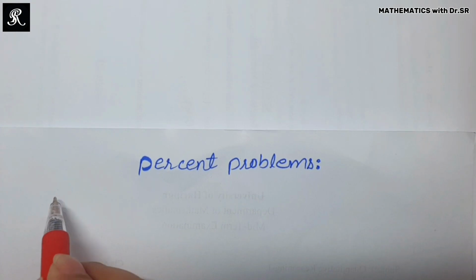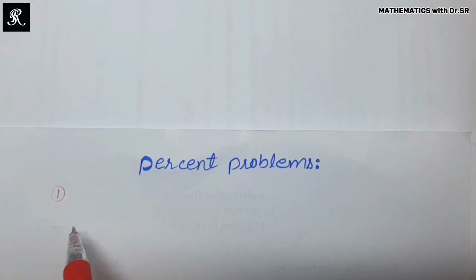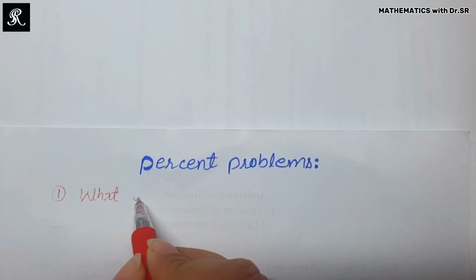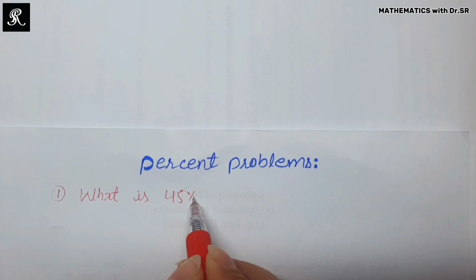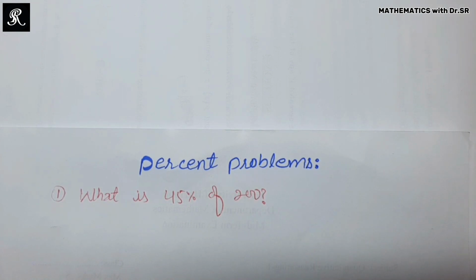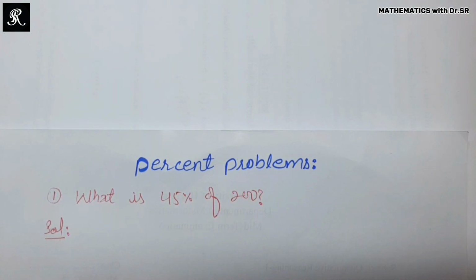In this video, I'll discuss a few percent problems. So here the first question is, what is 45% of 200? Now we have to solve this. As I discussed in the previous video, these are the strategic replacements we need to do in order to solve this kind of problem.